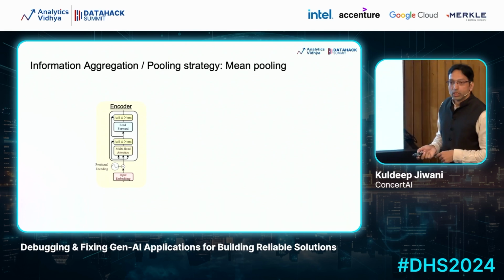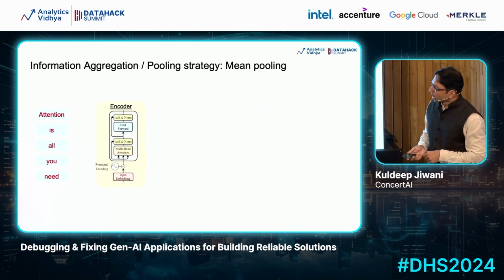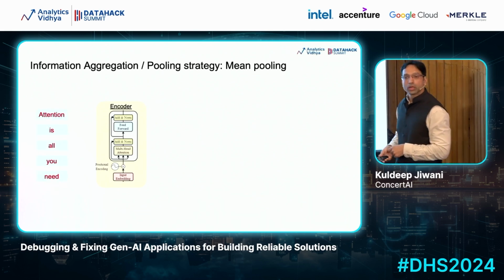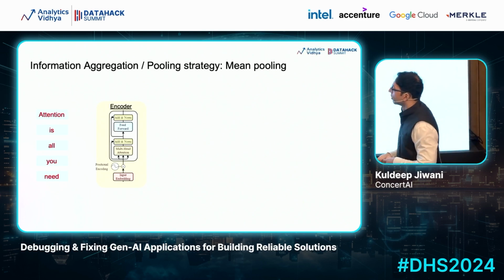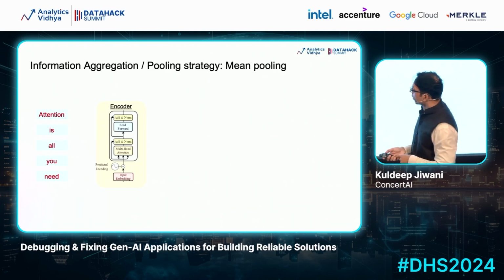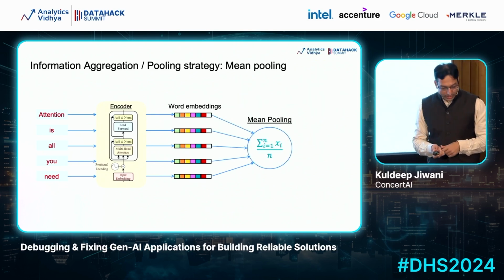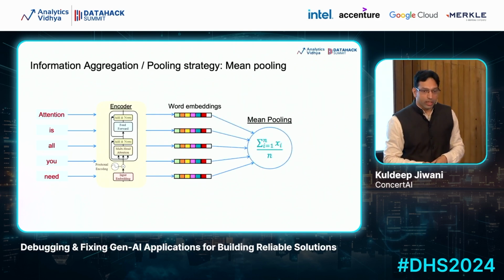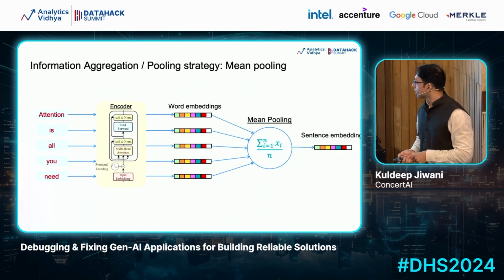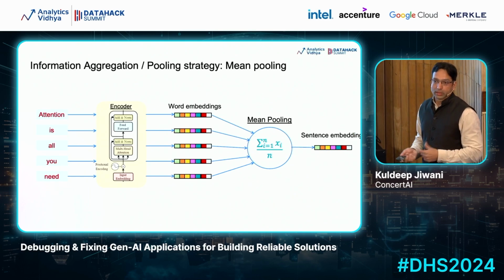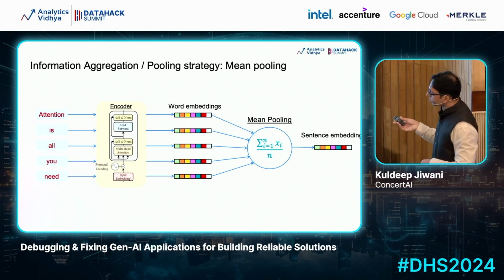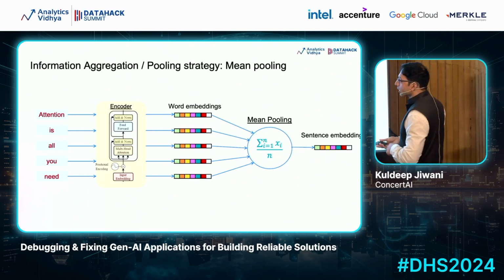You have an encoder. You give it your sentence, like the title of the paper, "Attention Is All You Need" from the authors of BERT, and you give these words to the model. What you get is embeddings. Now you can take a mean of each of the elements and get mean pooling, and that's your sentence embedding. That's one strategy used by default in many of the modules.